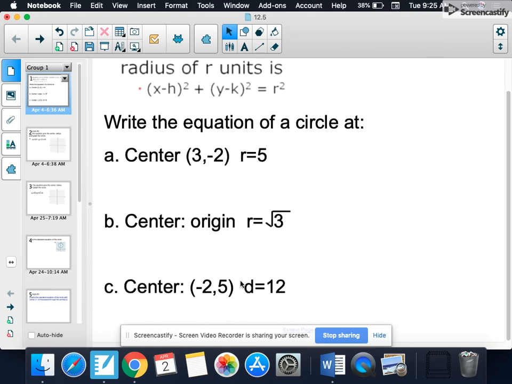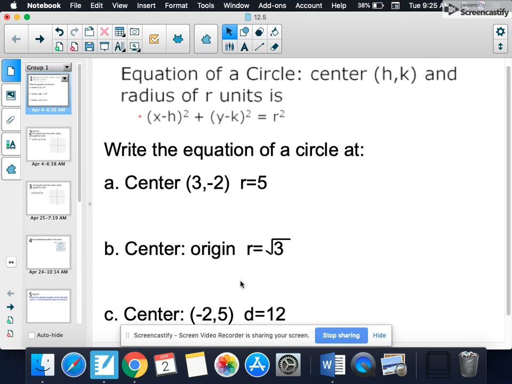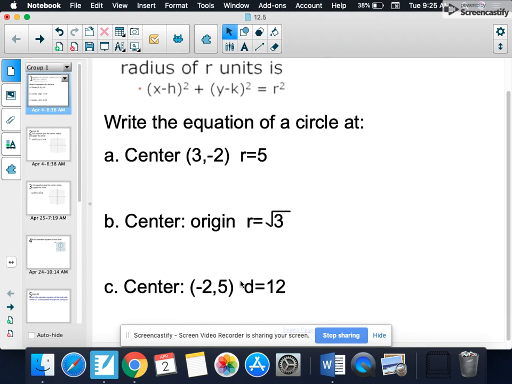So this section here is on the equation of circles. If we look at our equation, we're going to have the center of a circle, and that's going to be at a point, h and k, and then the radius of the circle is our units. To represent that, we use the equation (x minus h) squared plus (y minus k) squared equals the radius squared. So we're just going to look at a few examples for writing the equation.